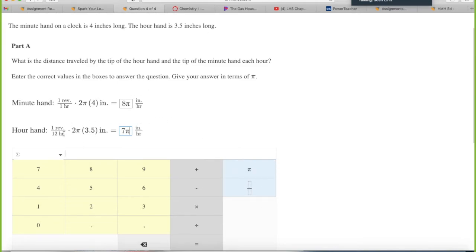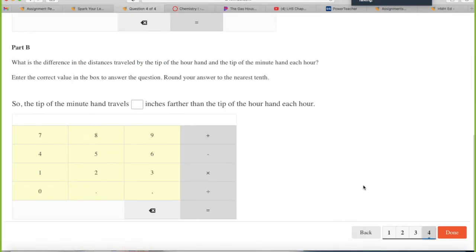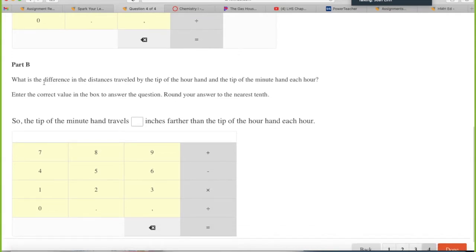Oh no, 7 pi divided by 12. And is that what they got? 7 pi over 12. Oh, there's another one.